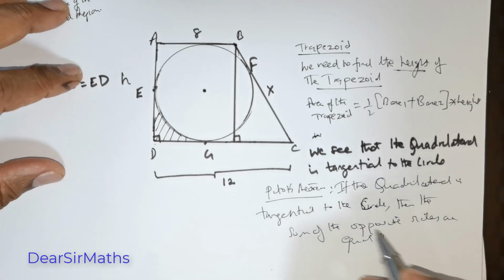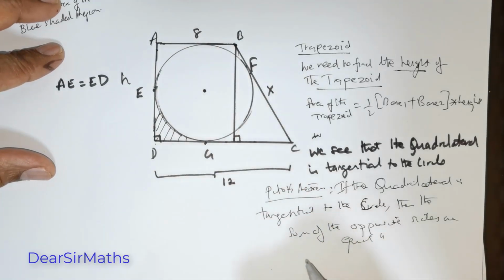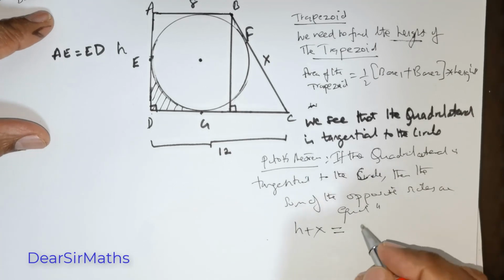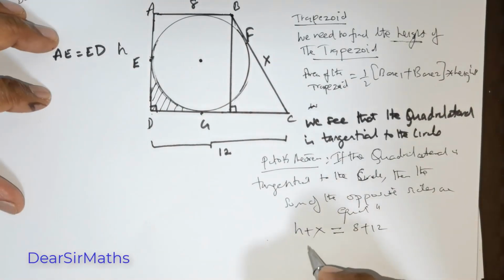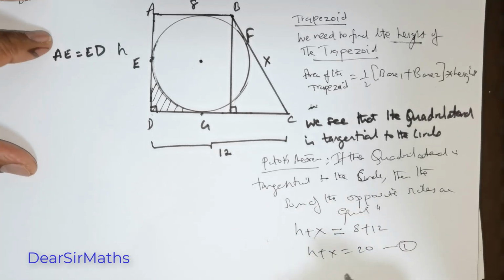So what is the meaning of this? The sum of the opposite sides, I have taken this as h and x. So h plus x is equal to 8 plus 12, right? So this would mean h plus x is equal to 20. So I am taking this as equation 1.